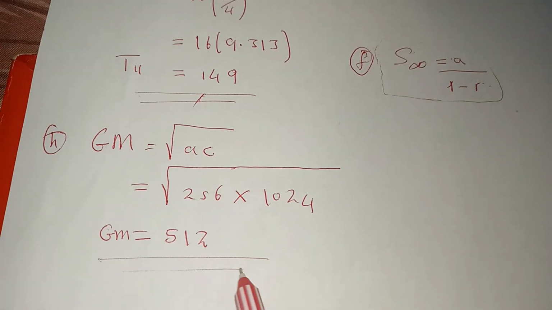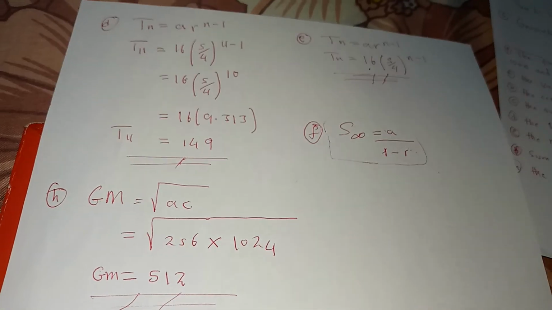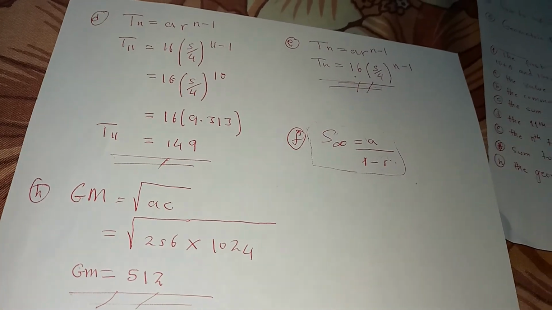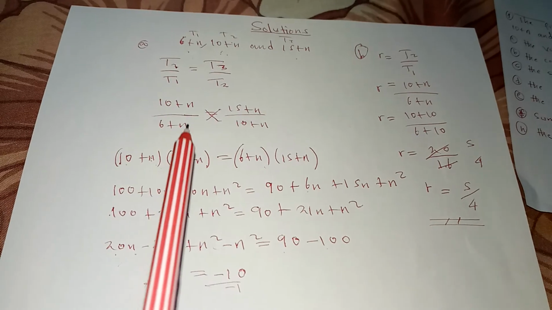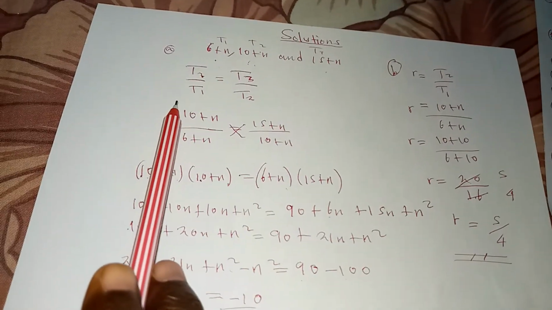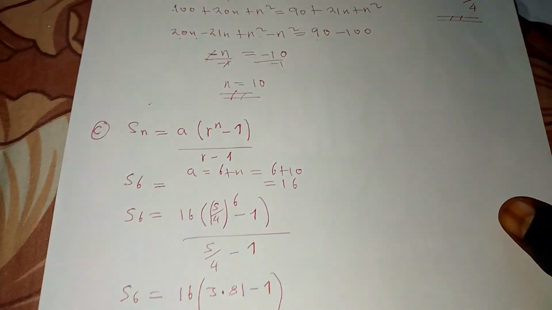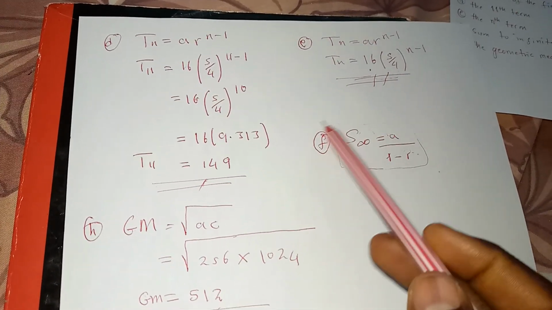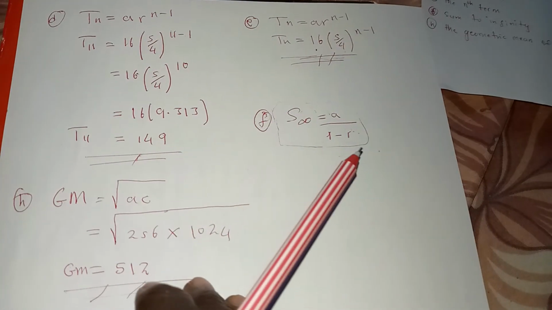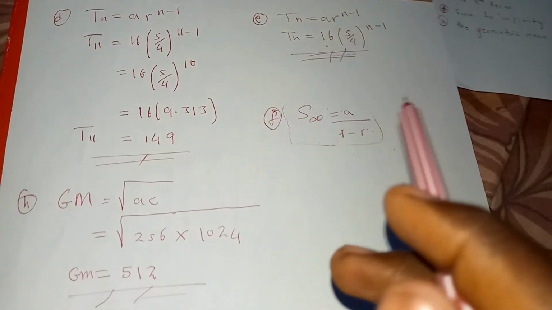So this is a summary of the topic called the geometric progression. We started from here. This is a solution for A, solution for B, solution for C, here it is, and the solution for D, E, F, and the H. For F, we said since the common ratio is not less than 1, they can't ask such a question unless it is less than 1.